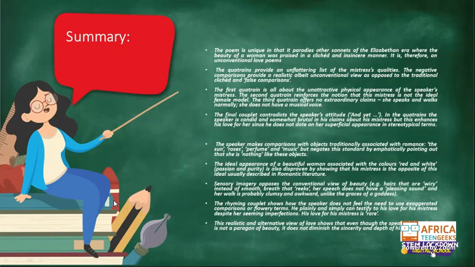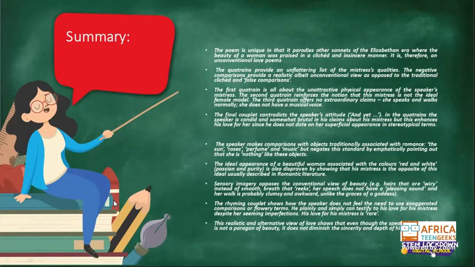The ideal appearance is a beautiful woman associated with the colors red and white, okay, which represents passion and purity. It's also disproven by showing that his mistress is the opposite of this ideal, usually described in romantic literature. So this supports what Kwanda was saying when he was saying it mocks up the literature of the time, right?